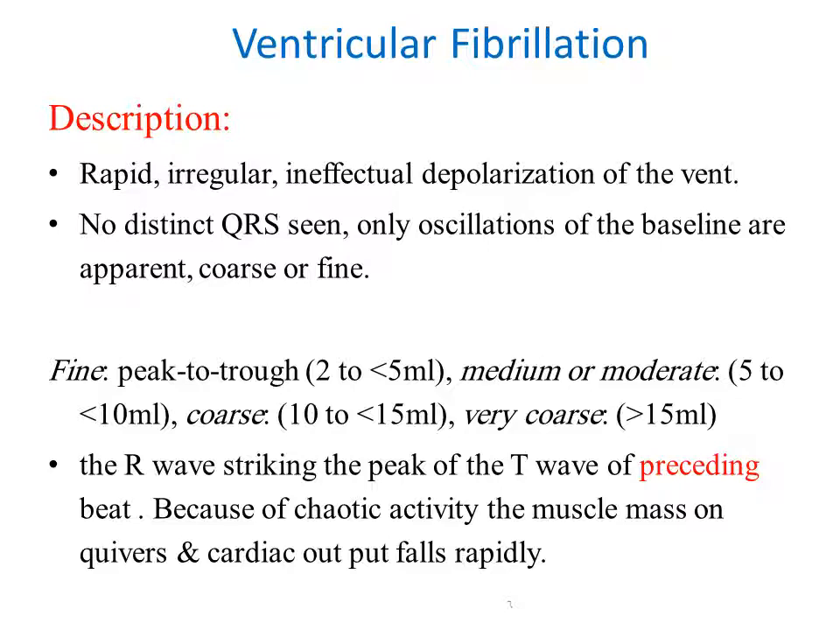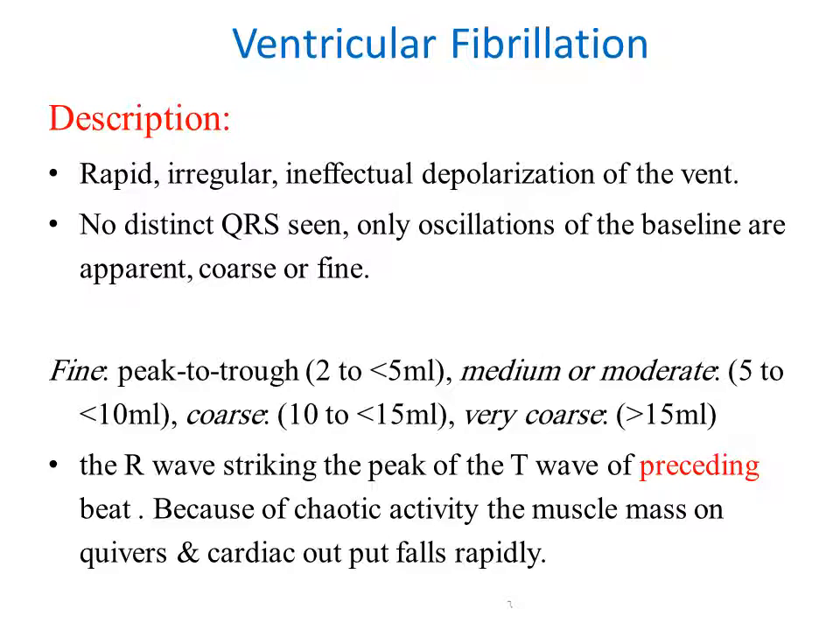The VF is always pulseless. There are no two types, pulse and pulseless VF; it is one type, always pulseless. But it could be classified as either fine or coarse. Fine is soft and coarse is rough. Fine is peak to trough from 2 to less than 5 mm in amplitude of the waves, not the QRS. Medium or moderate if the amplitude of the wave is from 5 to less than 10. Coarse is from 10 to less than 15 mm, and very coarse is more than 15 mm.